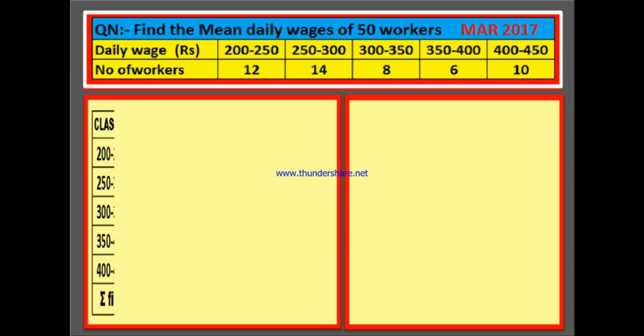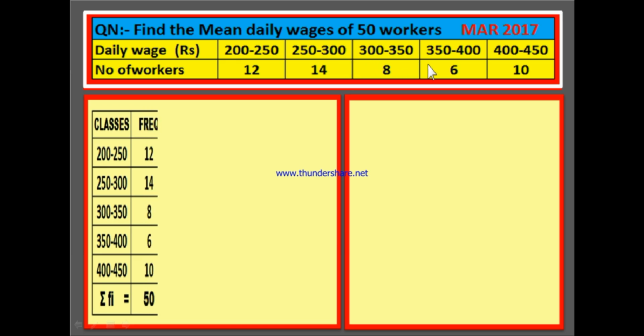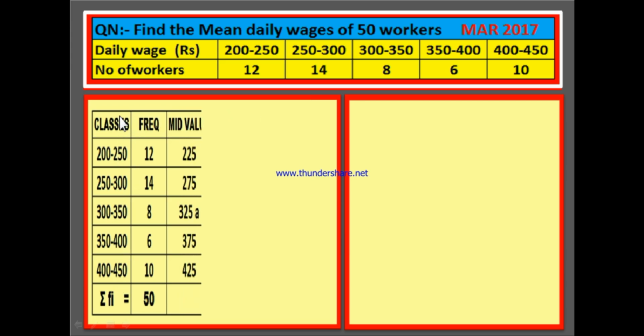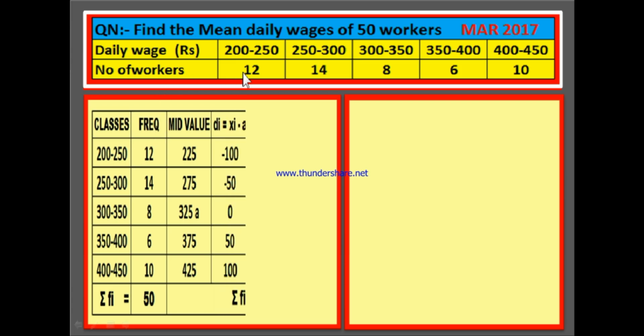Here we have given the classes. The classes 200 to 250, 250 to 300, 300 to 350, 350 to 400, and 400 to 450. These are the classes. We took the classes as the first column. Now the next column is for frequency. Frequency is nothing but the number of workers: 12, 14, 8, 6 and 10.